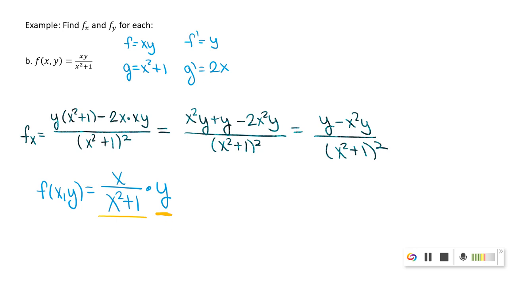When we're taking the derivative with respect to y, this entire fraction, this x over x squared plus 1, we treat like a constant times y to the 1. And so my derivative would just be x over x squared plus 1.